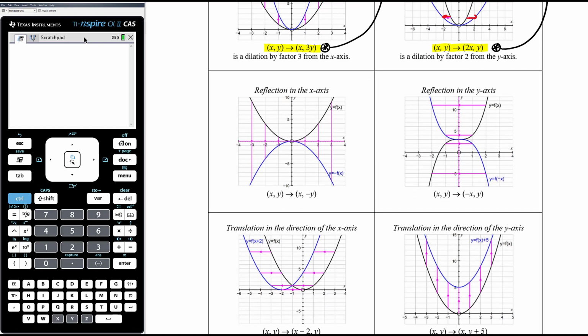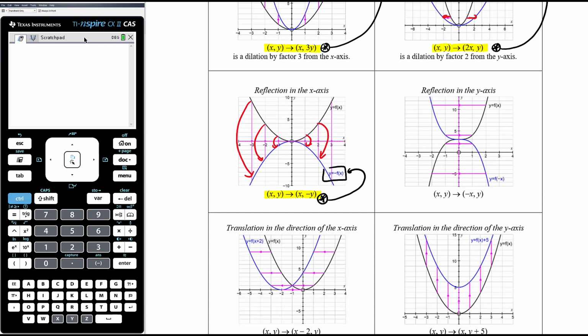Reflection in the x-axis. We know that when we reflect in the x-axis, we multiply every y value by -1. And so therefore each point, the y value is multiplied by -1. X coordinates stay the same, but the y coordinate is multiplied by -1. And again, we want to be able to understand that when this happens to every point on the graph, this is what happens to the equation of that graph. We end up with negative f of x.